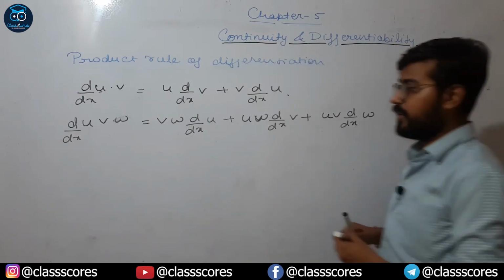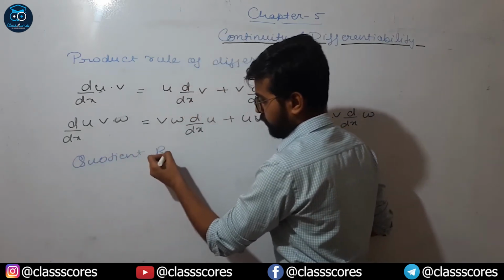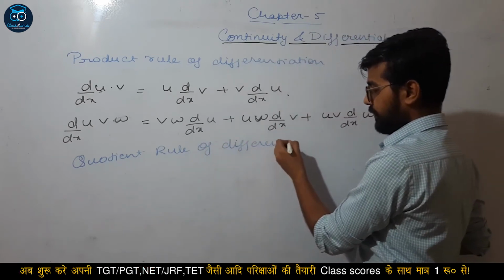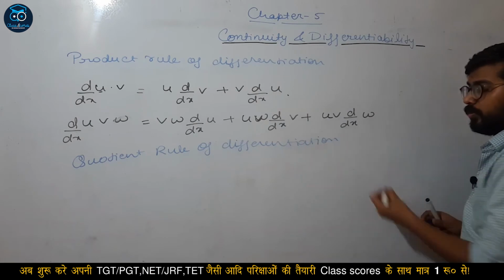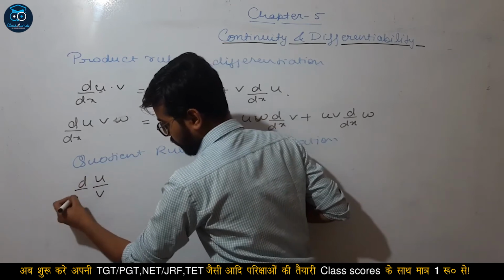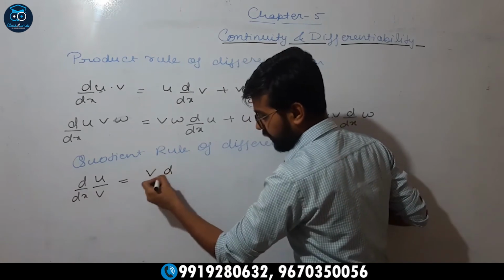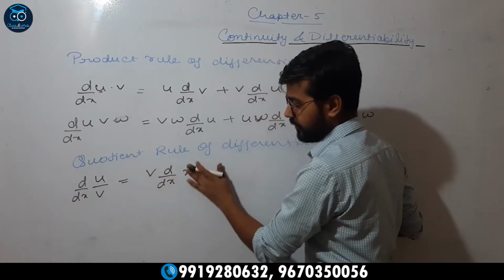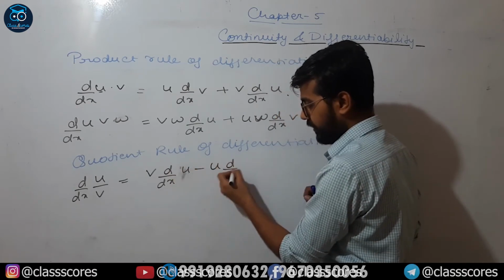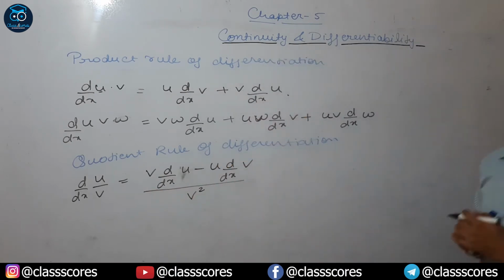Now in the same way we have one more rule, that is the quotient rule, or we can say the division rule of differentiation. Suppose two functions are available in division form, we have to differentiate it. So it will be denominator into differentiation of numerator, that is u, minus numerator into differentiation of denominator, divided by denominator square.